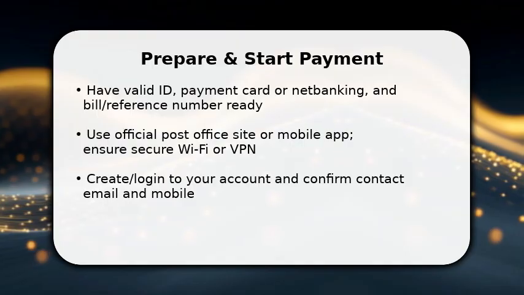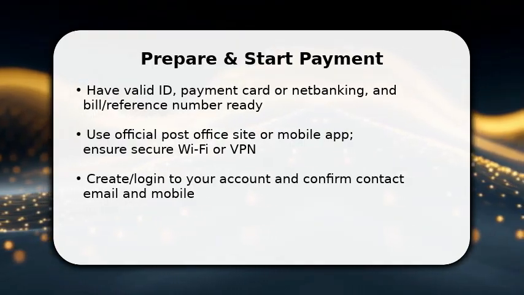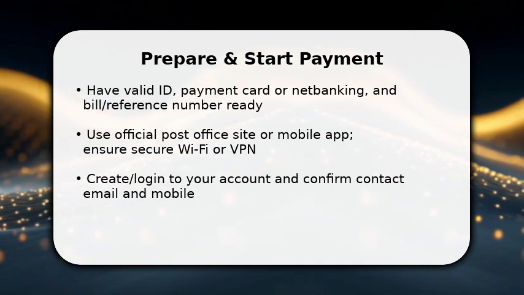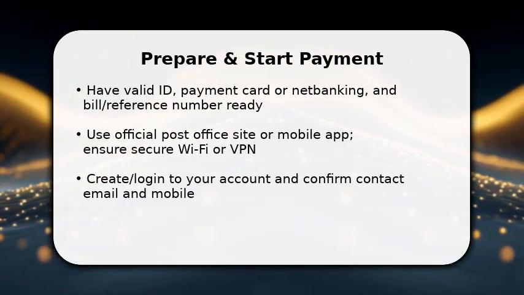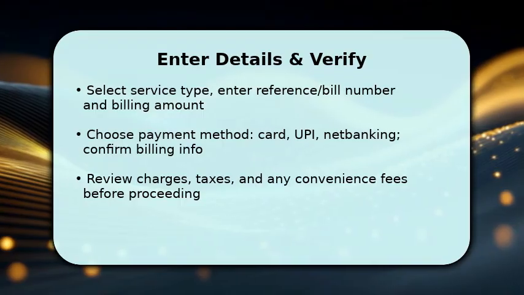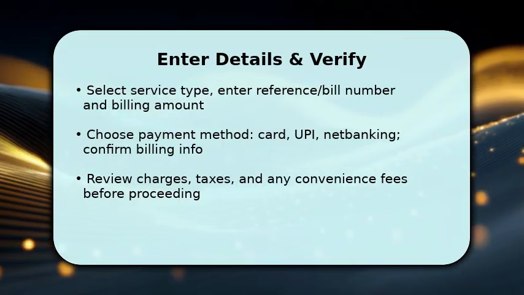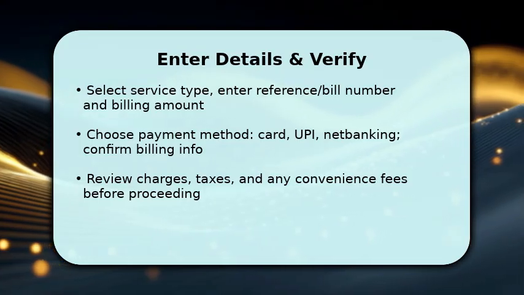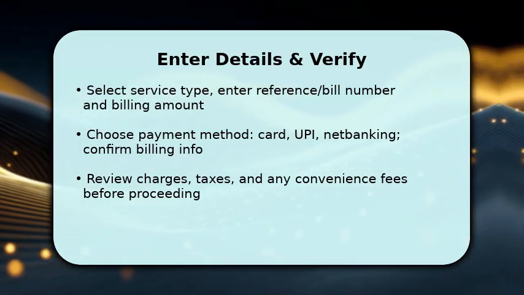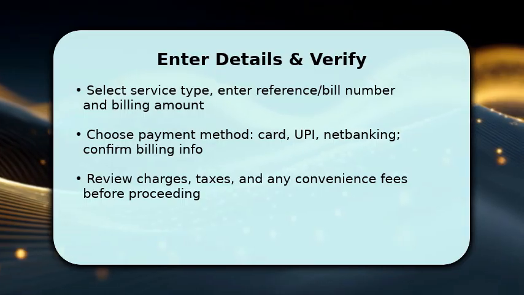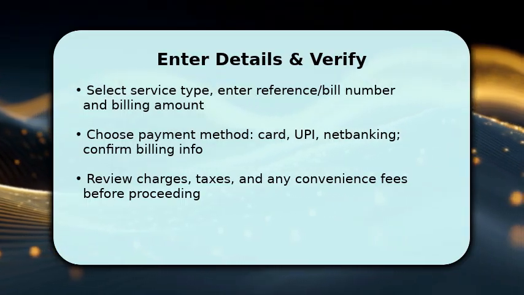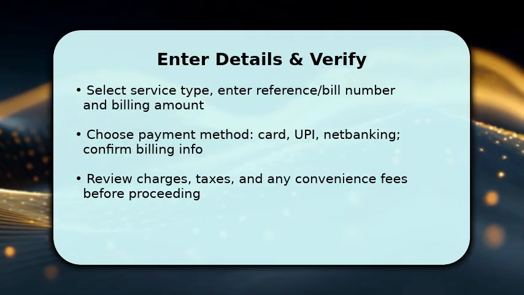If you see multiple payment types, choose the one matching your bill to avoid delays. Once in the payment screen, select the exact service type and carefully enter the reference or bill number and the billing amount. You must choose your payment method: card, UPI, or net banking, and then verify the payer details match the bill. Make sure to review applied taxes and any convenience fees so the total is correct.